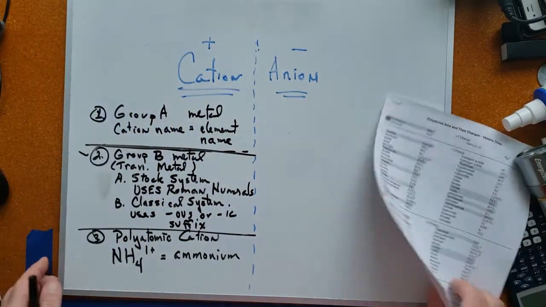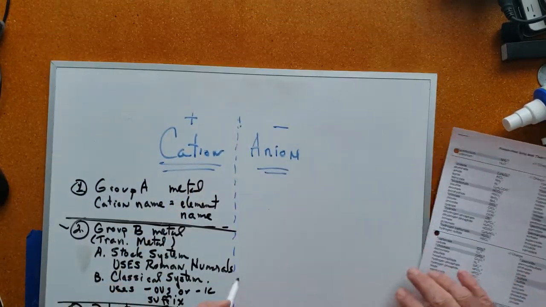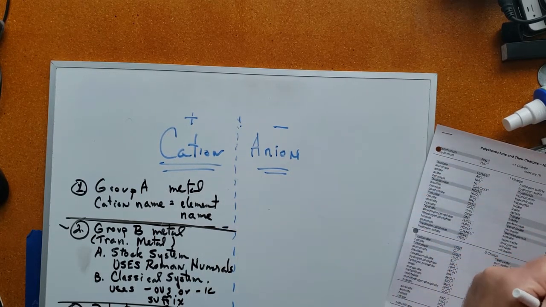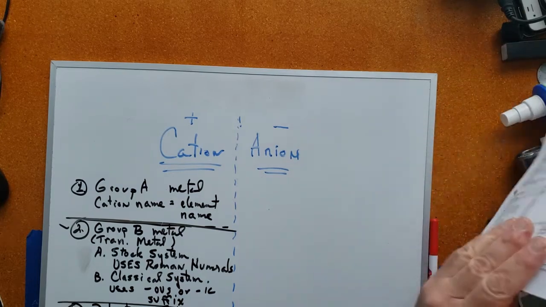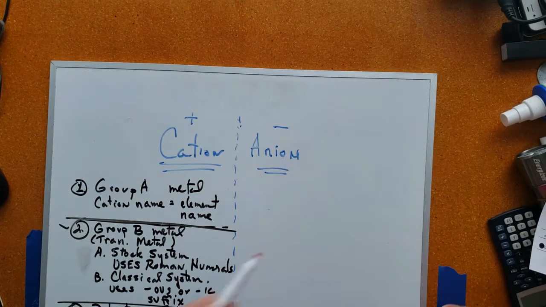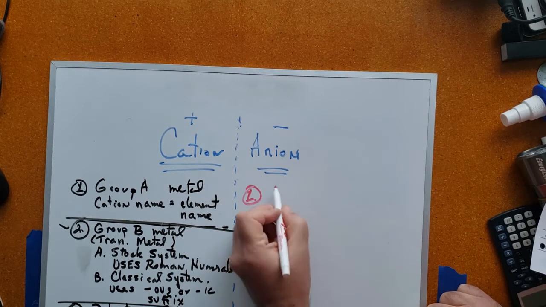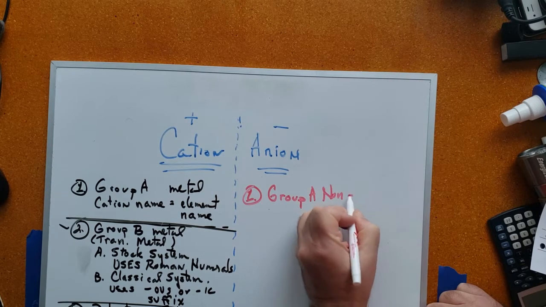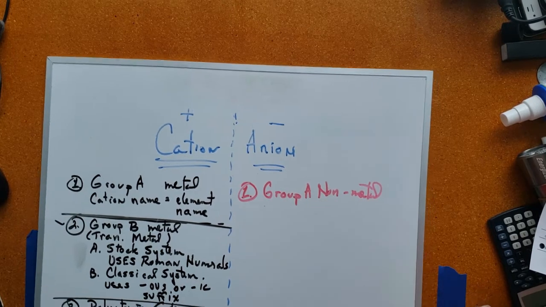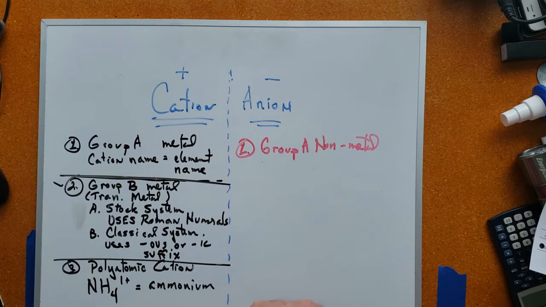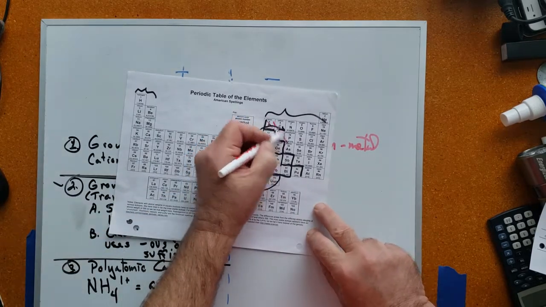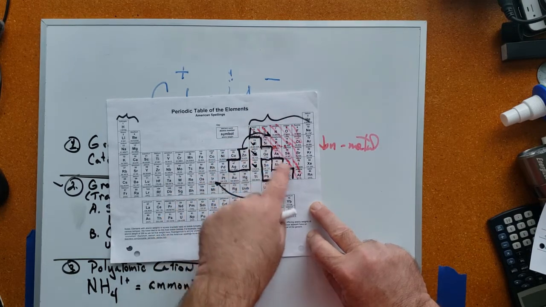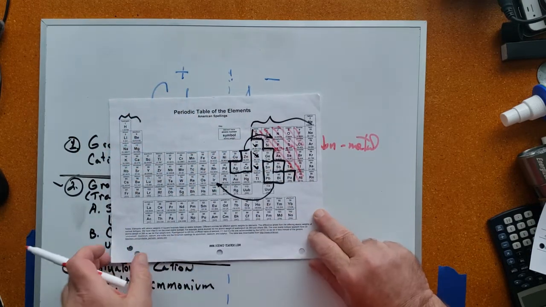All right, let's take a look at the back half of the compound. When we're looking at the back half of the compound, we're going to run into only 2 possibilities. That it's a group A nonmetal, and by group A nonmetal, I'm talking about these guys up here in this corner of the periodic table. As a matter of fact, all the nonmetals are group A's.